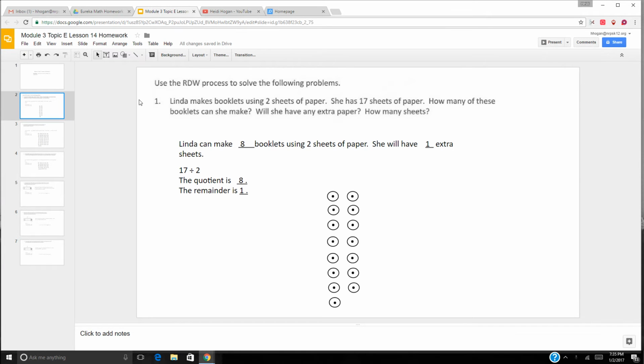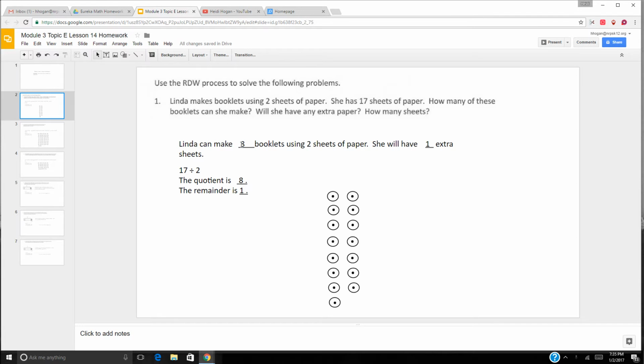So let's get started. And it says to use the RDW, so read, draw, and do your work to solve these. So Linda makes booklets, and for each booklet she uses 2 sheets of paper. She has 17 sheets of paper. How many of these booklets can she make? And will she have any extra paper? And how many sheets?